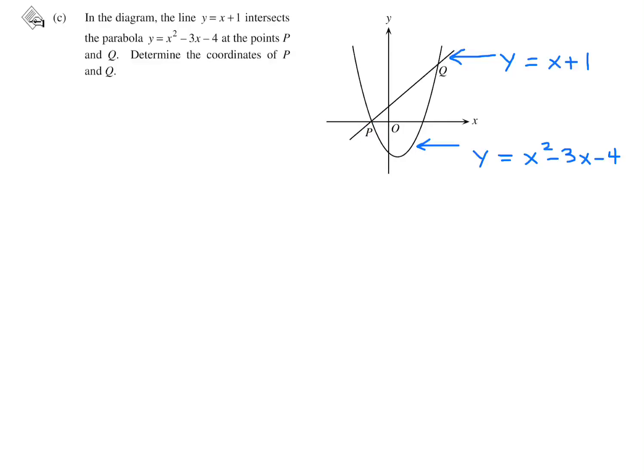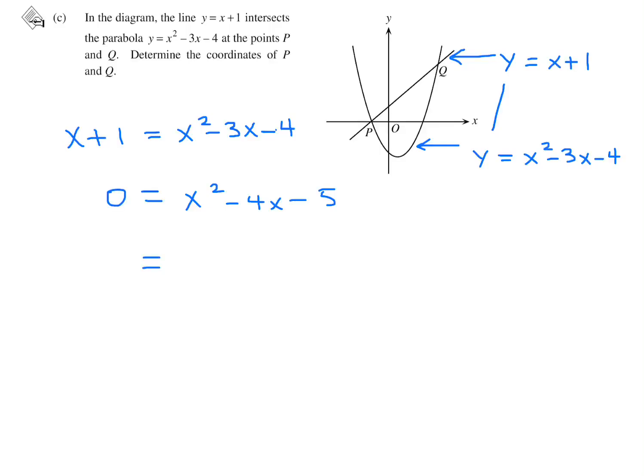All right, so wherever they intersect, these two y's will be equal to each other. So therefore, x plus 1 is equal to x squared minus 3x minus 4. So solve this, subtract x from both sides, and we get x squared minus 4x minus 5. Sorry, that was a negative 4 in there. Sorry about that. So that would mean minus 5, and that is 0.